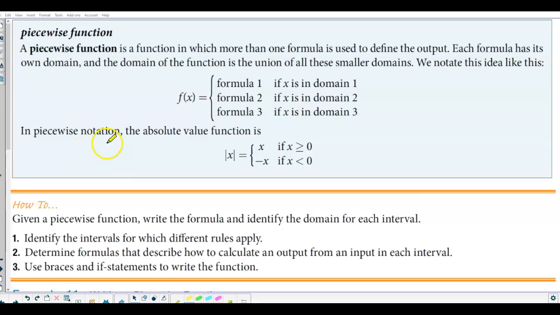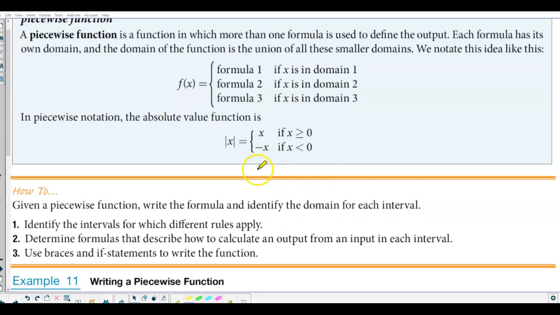So in piecewise notation, the absolute value function would be the following. If I have the absolute value of x, it's going to equal positive x if x is greater than or equal to 0. So it's positive when it's 0 or greater. And absolute value of x is going to equal negative x when the value of x is less than 0, meaning all the negative numbers.